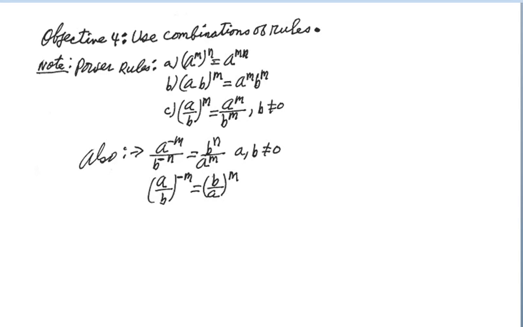Then finally, a over b to the minus m power is equal to b over a to the positive m power. We've actually already implemented that rule.